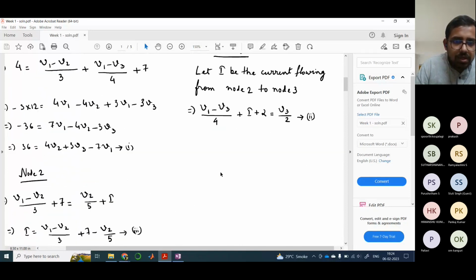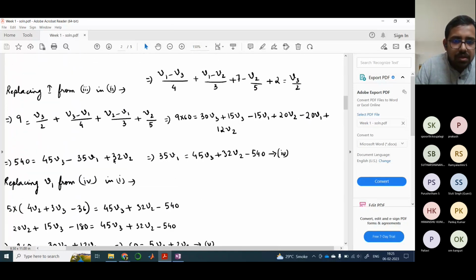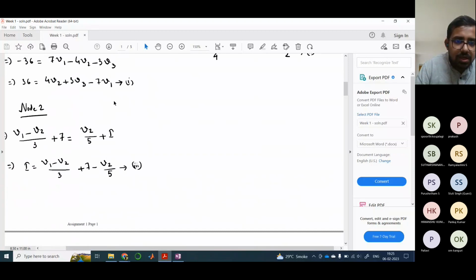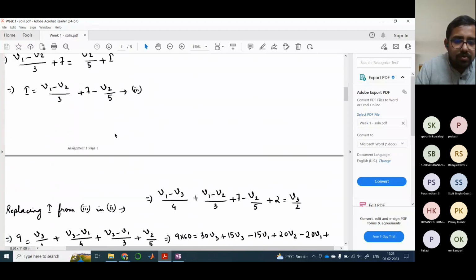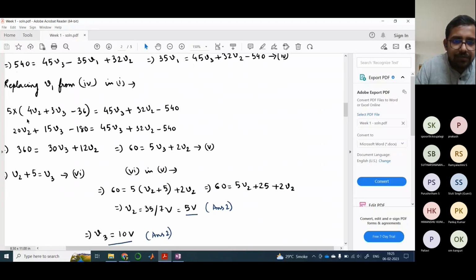Now I have written replacing V1 from 4 in 1. Let us look at equation number 1. Here I framed the equation in such a way that I have written V1 in terms of all my other parameters, so 35 V1 equals all of these. I am just replacing this V1 in equation number 1. This would yield an equation in terms of V2 and V3, and when I solve this, this is what I get.